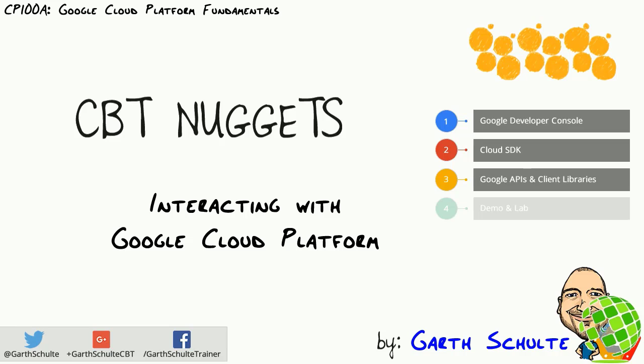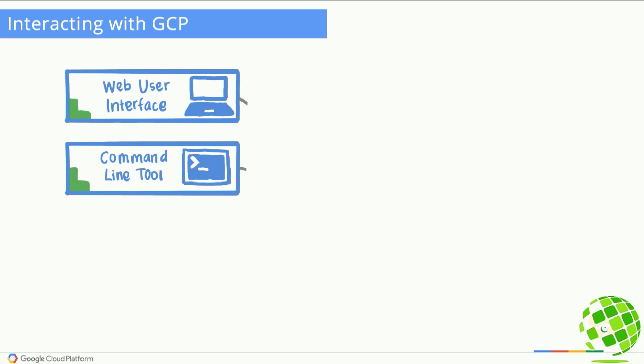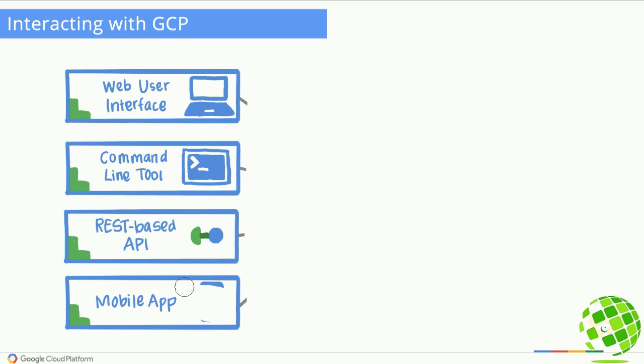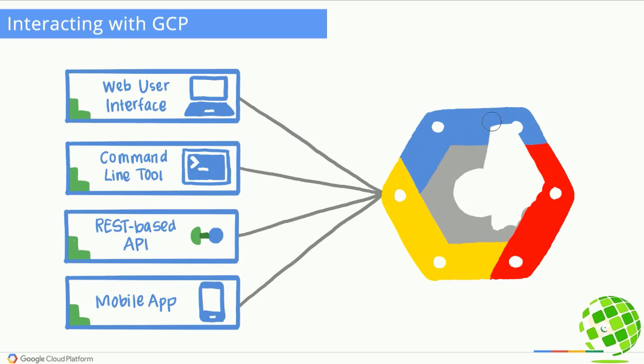So in this nugget, we're going to get familiar with all of those tools that we'll be using to interact with the platform so we can be effective in any or all of those roles. Let's jump in. As I mentioned, we have many ways to interact with GCP. We have three primary ways that again span all those various roles, and then we have a relatively new way so we can monitor GCP on the go.